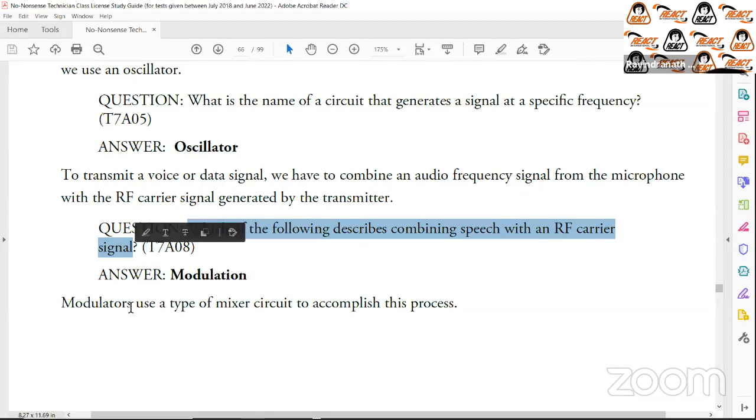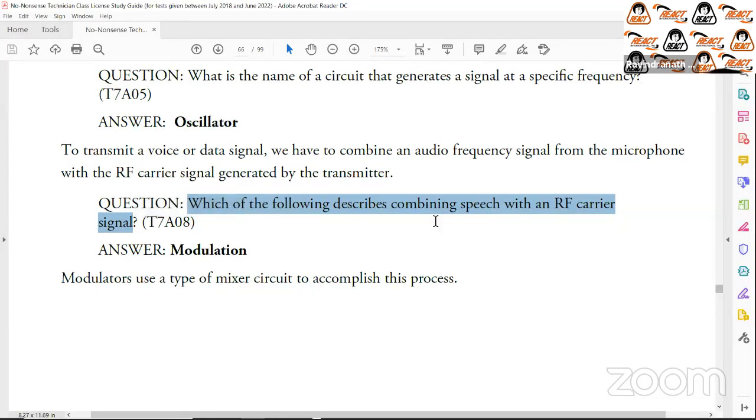Next question in the question pool. Which of the following describes combining speech with an RF carrier signal? All right, so let's look at this question in a little more detail. Let's dissect it a little bit.